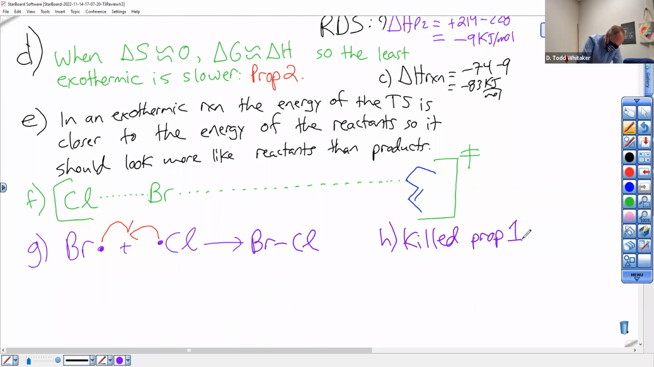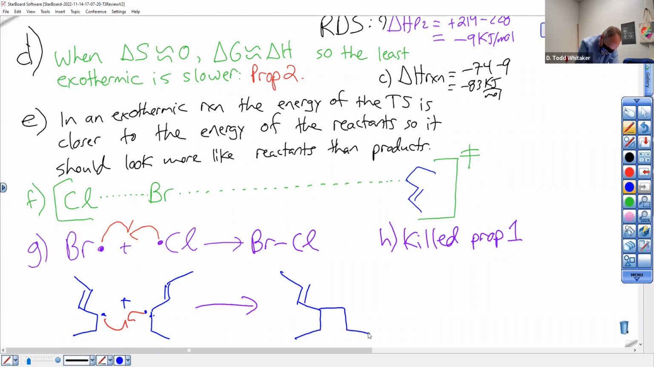And you can do another one. How about, this is one of my favorites. There's a termination step between the alkenes. If an alkene meets an alkene, you get a termination step. And it's a product you definitely don't want. The dimer.